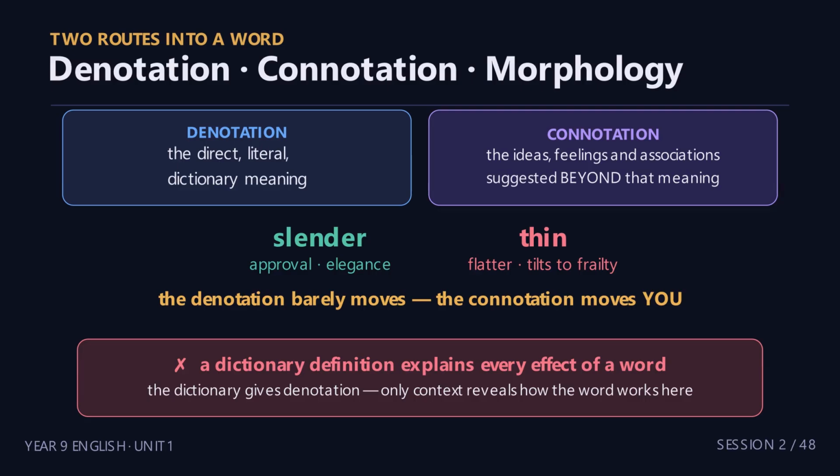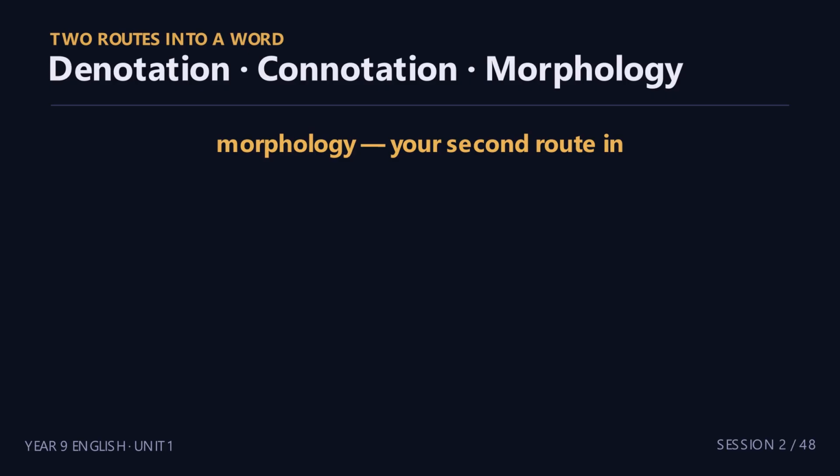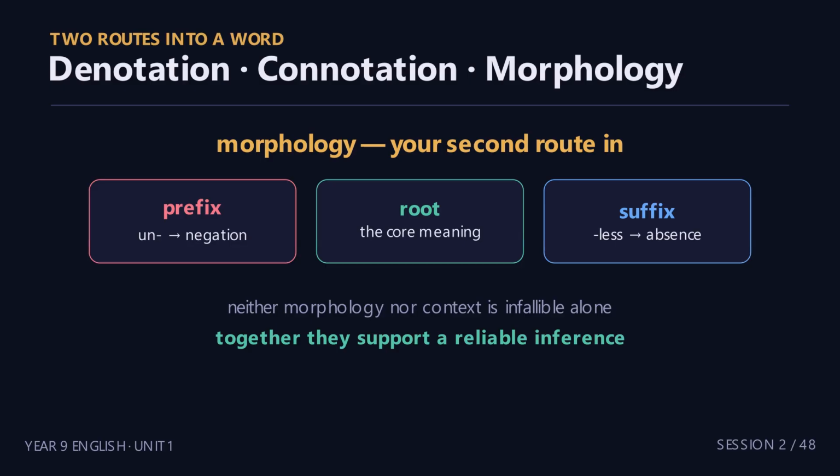Now, morphology is your second route in. Words are built from morphemes, the smallest meaningful units, prefixes, roots, suffixes. The prefix un commonly signals negation. The suffix less signals absence. But here's the discipline. Neither morphology nor context is infallible on its own. Together, they support a reliable inference. Vocabulary is not swapping short words for longer ones. It's asking what a word denotes, what it connotes, how it's built, and why it suits this exact context.